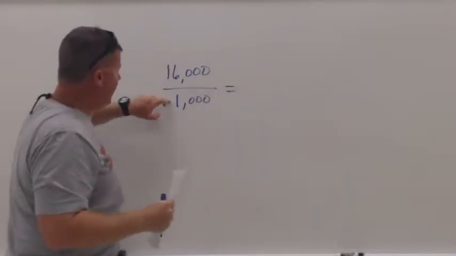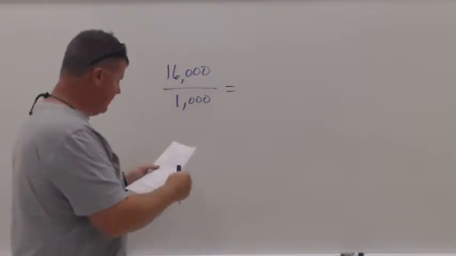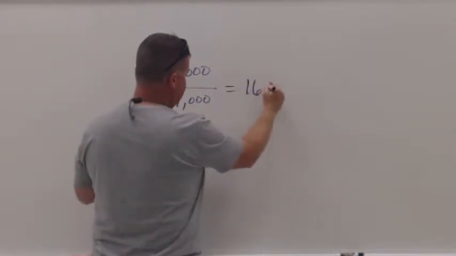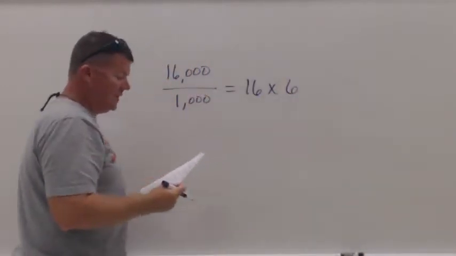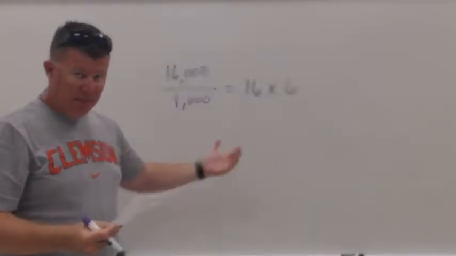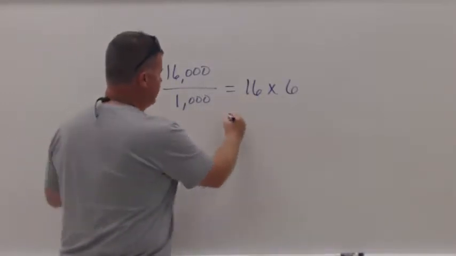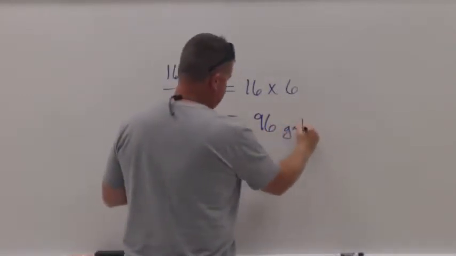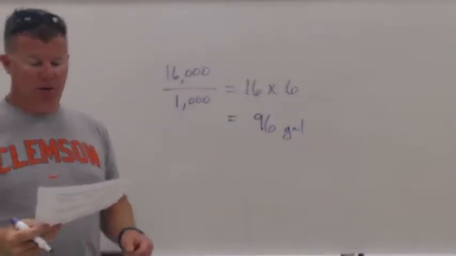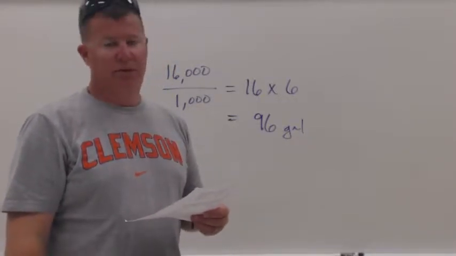We have 1,000 blocks in our 16,000 square foot lawn. That gives me 16 of them, and we have 6 gallons per 1,000 square foot area, which we have 16 of them. That is going to give me 96 gallons. 96 gallons will cover your 16,000 square foot lawn.